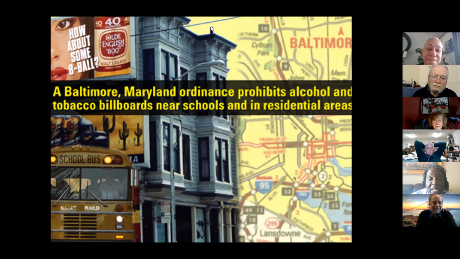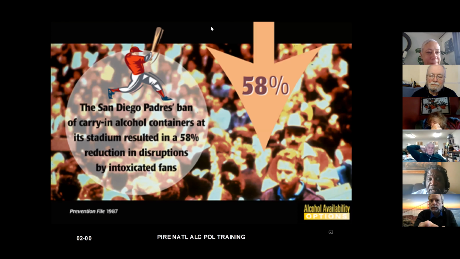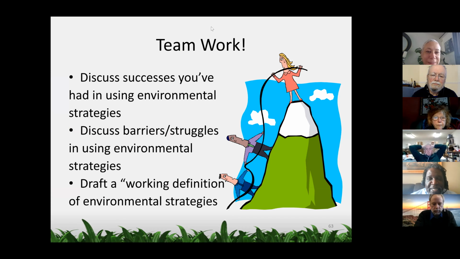Now these next two examples are really examples of policy. Like Baltimore, Maryland, they prohibit alcohol and tobacco billboards near schools, like I was telling you Chicago did. So you can't have alcohol and tobacco billboards near schools and in residential areas. And the other one, a while back, the San Diego Padres banned carry-in alcohol. They were allowing people to carry in alcohol back then, and they stopped that. So you can't bring it in no more, and you see that disruption in behavior. So I wanted to bring that up. That's what policy is, and enforcement is so important.